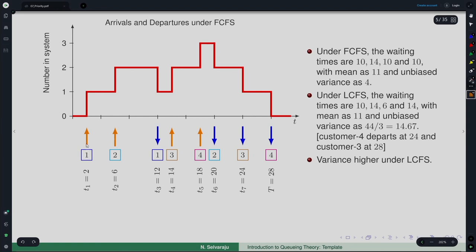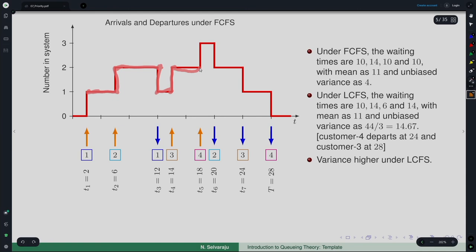Suppose customer 1 comes at time 2, at which point the system size becomes 1, and his service starts and continues. At t2 equal to 6, the second customer comes, but the first customer is getting served here, so the system size becomes 2. Then at time t3 equal to 12, the first customer finishes his service. The second customer gets into service, and the system size becomes 1. At time 14, the third customer comes, so the system size becomes 2, but the second customer is getting served here.